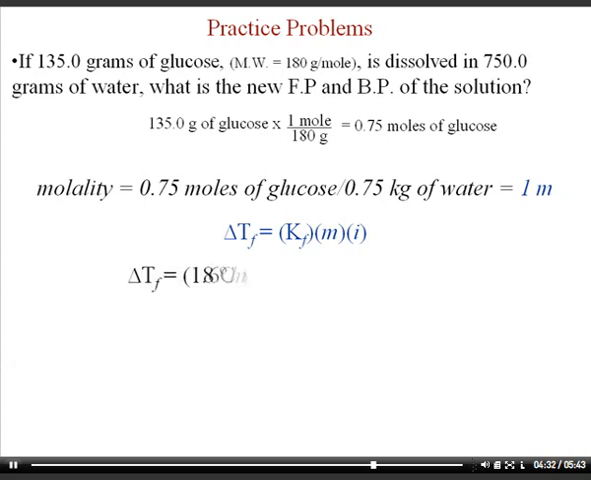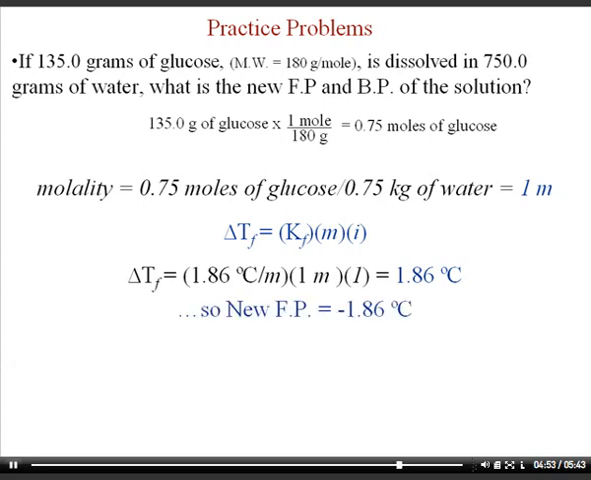Then you plug that number into our formula to calculate the change in the temperature of the freezing point. The Kf value for water is 1.86 degrees Celsius per molal, and that's the constant which is on the previous slide. And then you have a 1 molal solution, and since sugar is a molecule, it just stays as that one particle in the solution, so i is 1, and so the change in the temperature of the freezing point is 1.86 degrees Celsius. So our new freezing point is going to be negative 1.86 degrees Celsius because the old freezing point was 0.